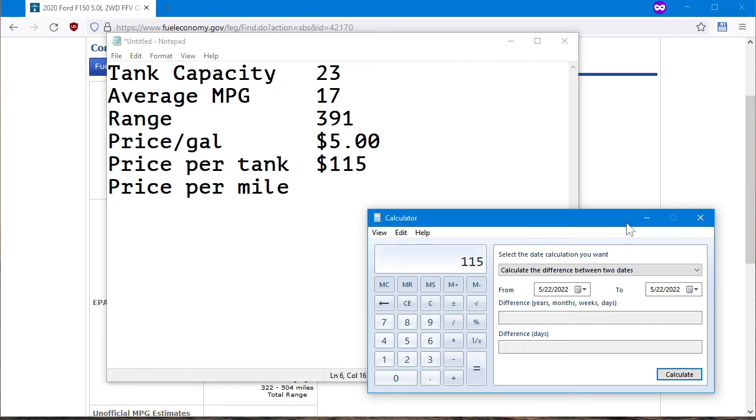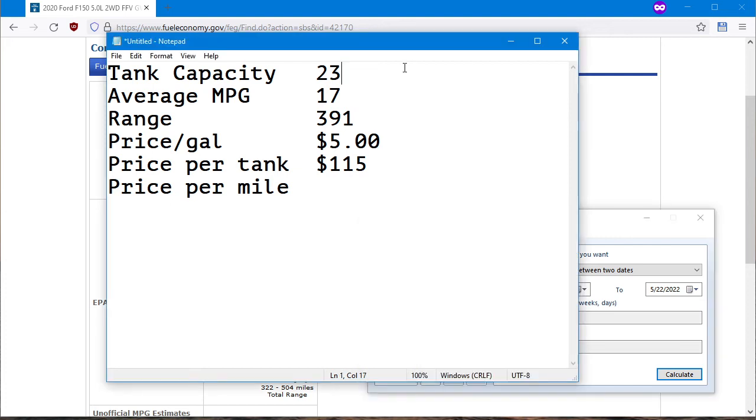Right. So if we've got 23 gallons, I should just really put that as gal. There we go. 23 gal, 17 mpg, miles. Right. Okay, just to make it a little less confusing here. So a tank capacity of 23 gallons, average MPG of 17 miles per gallon, a range of 391 miles, assuming a bone dry tank and fill up, a price per gallon of $5, a price per tank of $115.